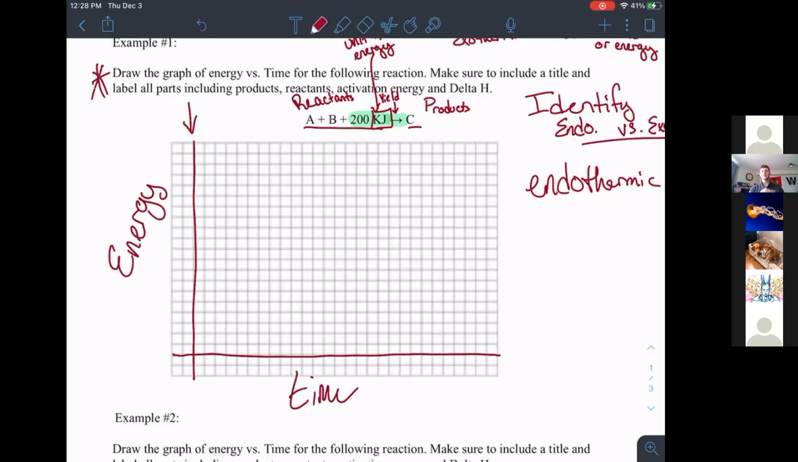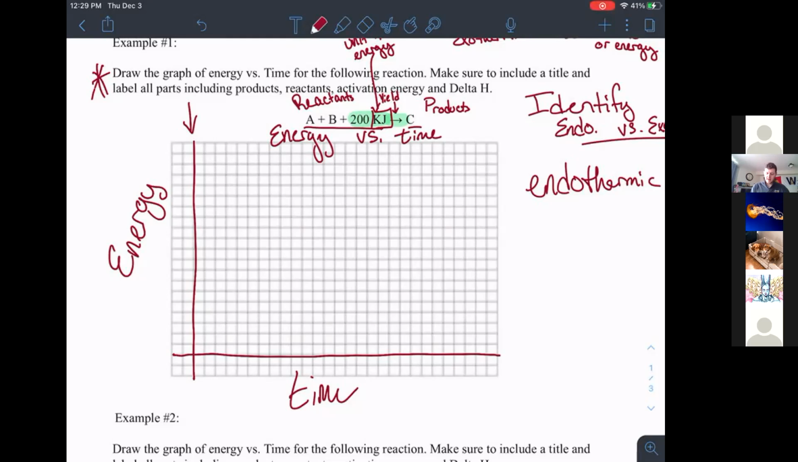Our title, we can do a couple of things. We can just label it our energy versus time graph. We can label it energy versus time. We can label it formation of C because we're making C. Whatever you want to label that title, just tell me what you are doing, what you are looking at. It's an energy versus time graph, so we can label it energy versus time.